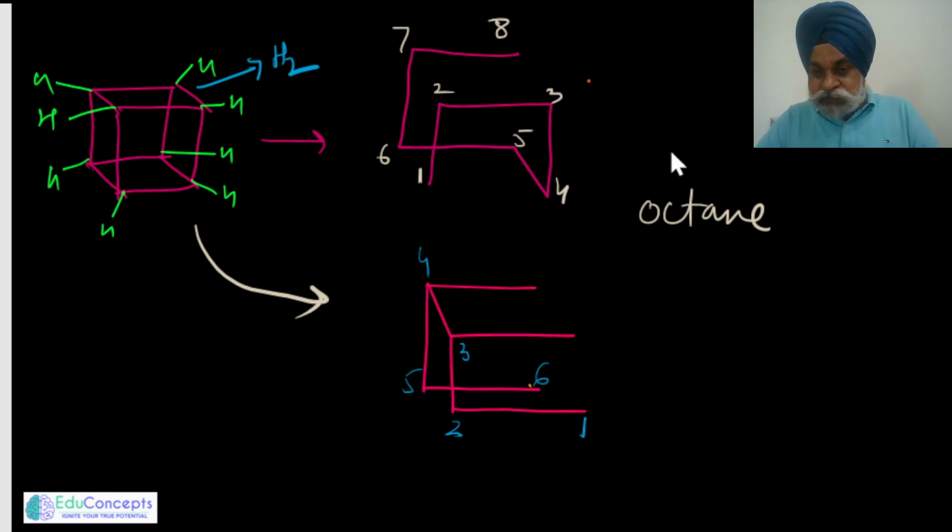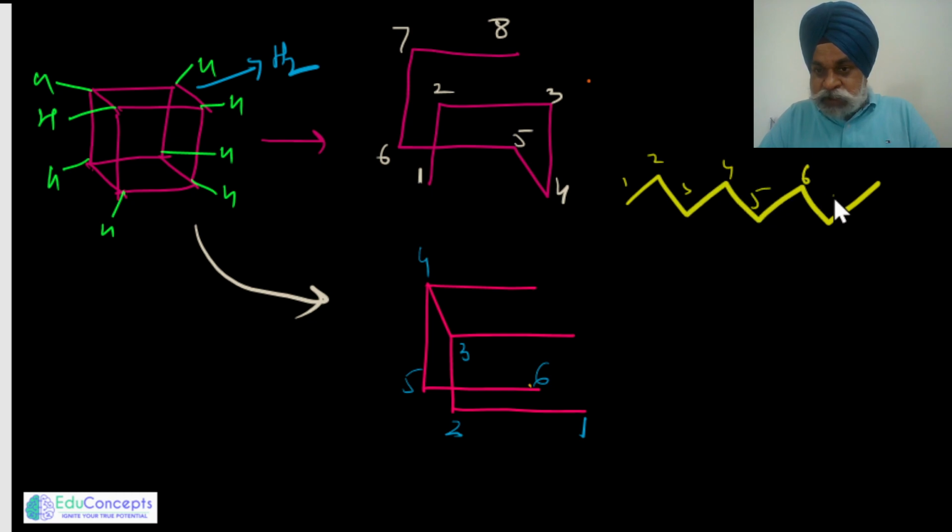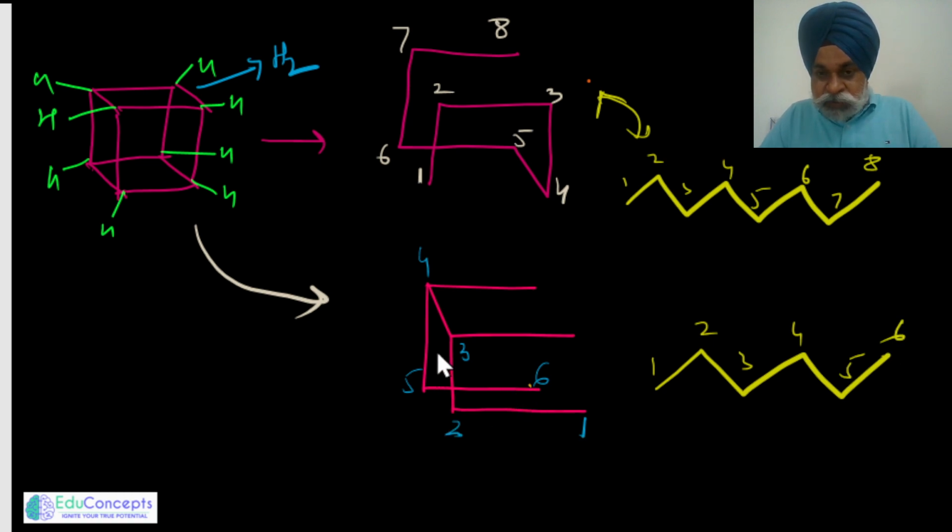Now if I make it easier to interpret, the first one is this: 1, 2, 3, 4, 5, 6. 1, 2, 3, 4, 5, 6, 7, 8. This one is this. Now what is this? 1, 2, 3, 4, 5, 6. So 1, 2, 3, 4, 5, 6.